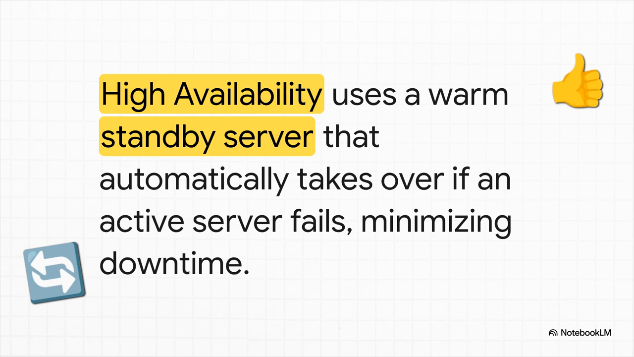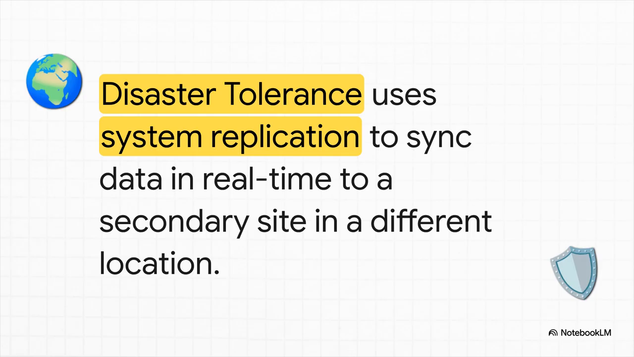But what if it's not just the power? What if an entire server fails? Well, for that, we have high availability. In a scale-out system, you can have what's called a warm standby server, just waiting in the wings. If an active server goes down, the standby server can automatically and very quickly take over its job with almost no disruption.